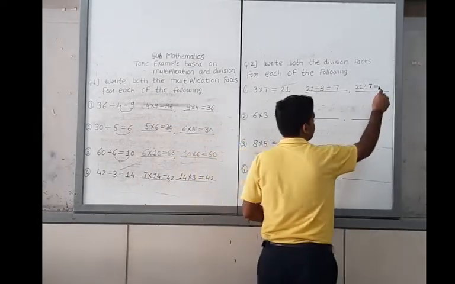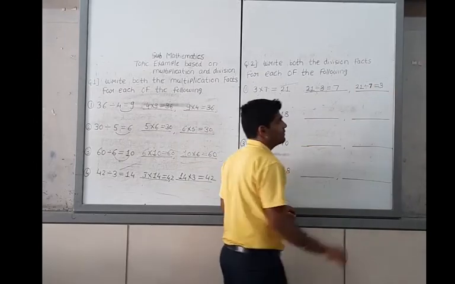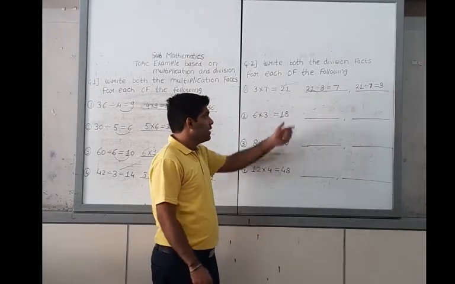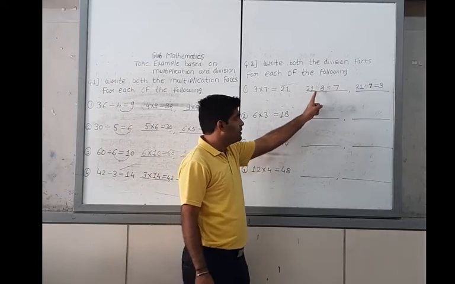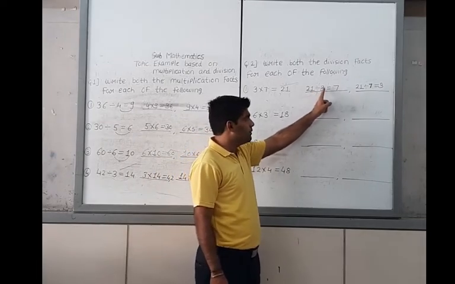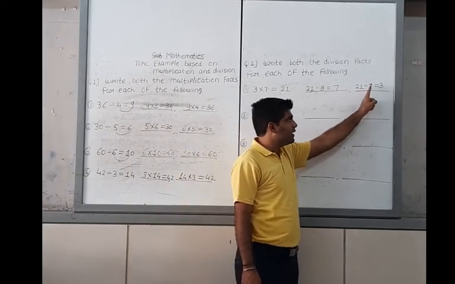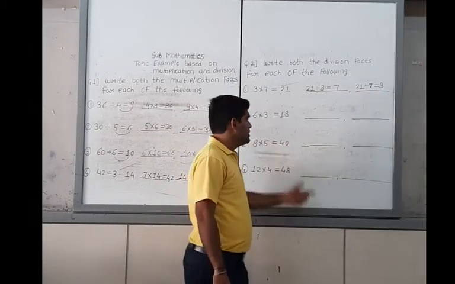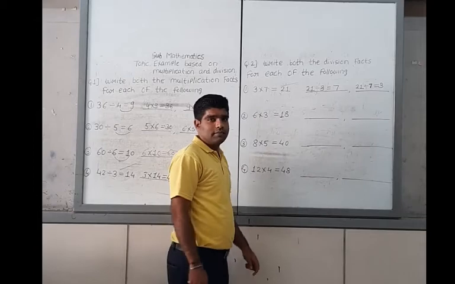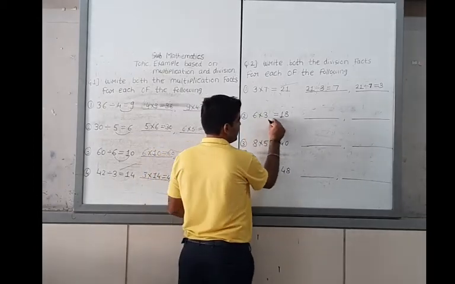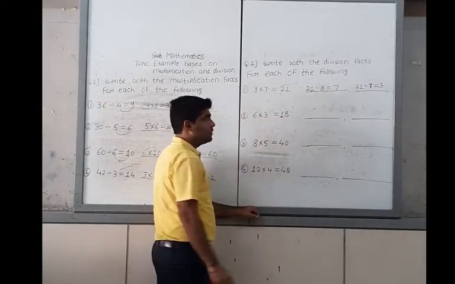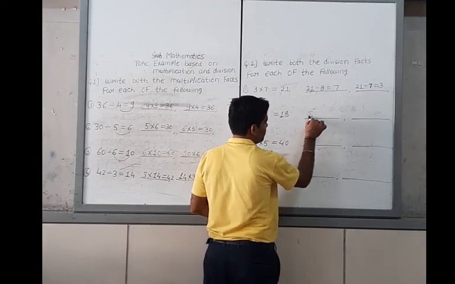Because 7 times 3 is 21, this is our 3. It means that here will be 21, the simple division divided by 3 is equal to 7. Same way, this is our 21 divided by 7 is equal to 3. Same way, you have to solve this example: 6 multiplied by 3 is equal to 18. First of all, you have to write down the 18.